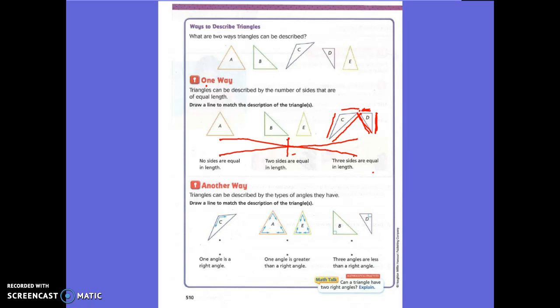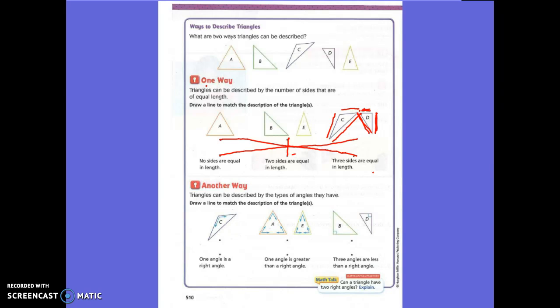Okay, so what's one way you can describe a triangle? Looking at the sides. Okay, but what's one way? You can see if all the sides are equal. So one way to describe a triangle is all the sides are equal. The other way is two sides are equal. And the last way is no sides are equal.